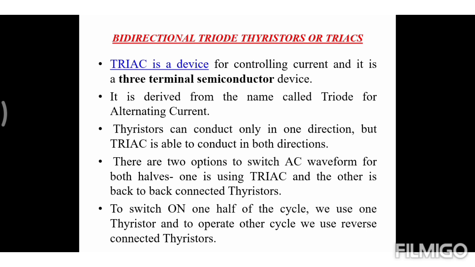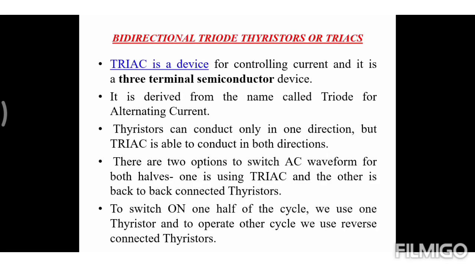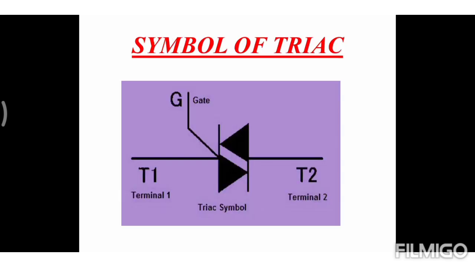Next, to switch on one half of the cycle, we use one thyristor, and to operate the other half cycle we use reverse conducting thyristors. This is the working of the bidirectional triode thyristors or TRIACs.